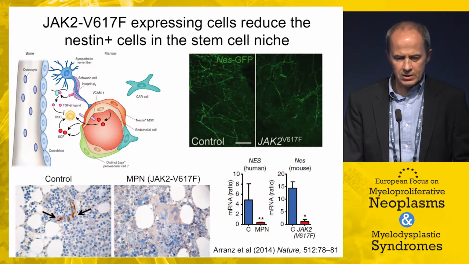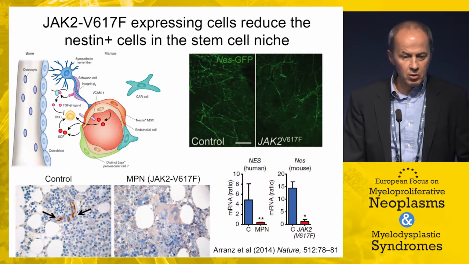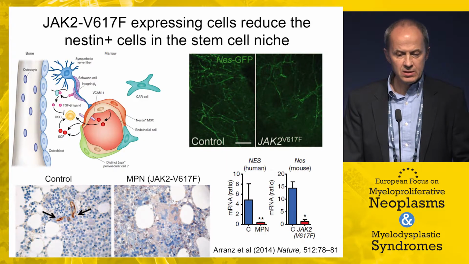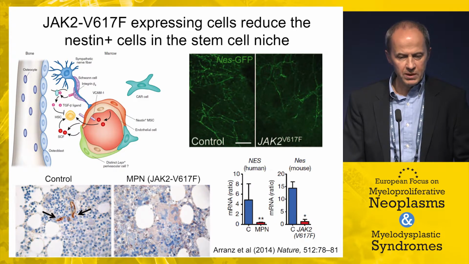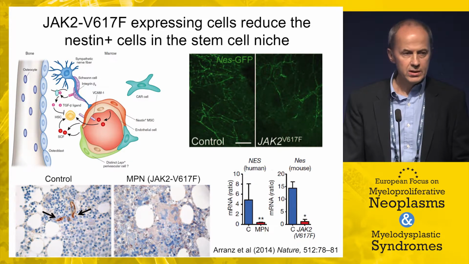So the story started actually with a pathologist in Basel who looked at the components of this niche in different diseases and noted that normally you see these nestin positive cells which are located around blood vessels, but in sections from patients with MPN, these nestin positive cells were largely decreased.